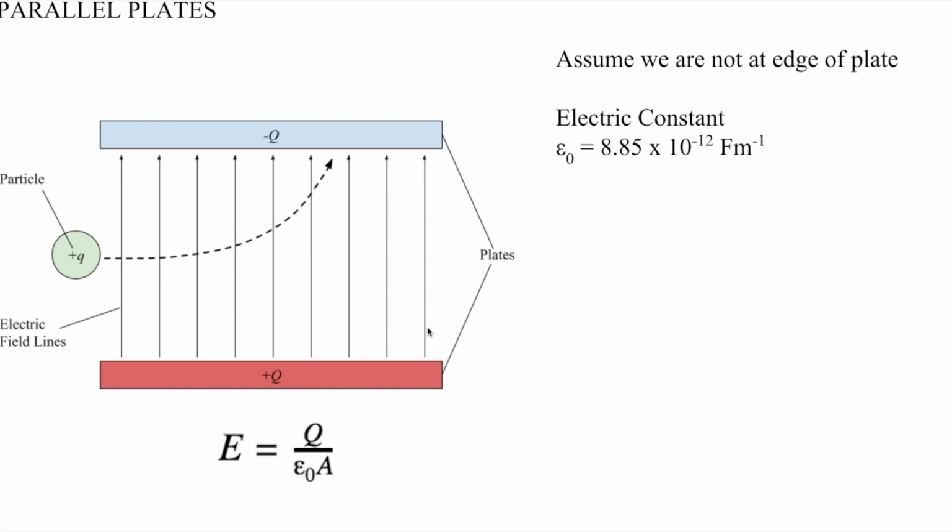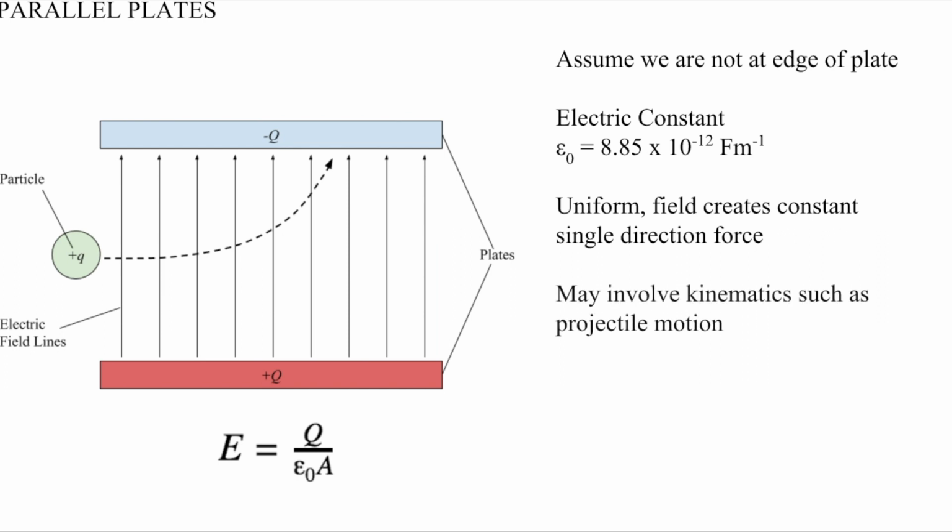The electric field is actually constant throughout the region between the plates, and this means there's also a constant single direction force between them going from the positive charged plate to the negatively charged plate. And this has the interesting effect of allowing us to do kinematics calculations.